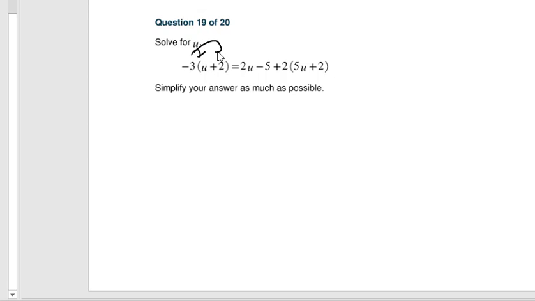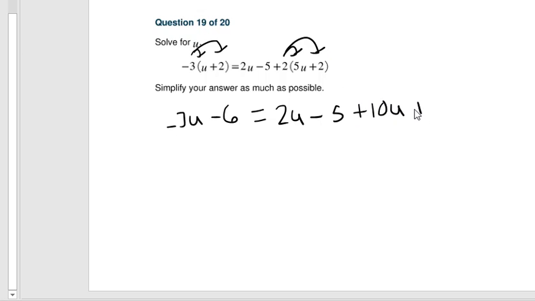The negative 3 needs to be distributed to both of these terms inside the parenthesis. So negative 3 times u is negative 3u. Negative 3 times 2 is negative 6, equal to 2u minus 5. And then this 2 needs to get distributed to both of these terms. So that becomes plus 10u plus 4. And on the right side, we can still continue to simplify because 2u and positive 10u, those are like terms. And negative 5 and positive 4, those are like terms.